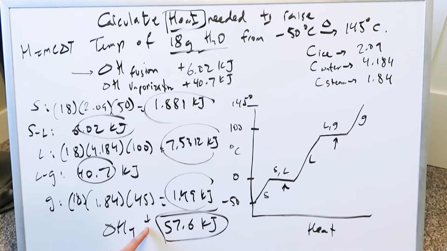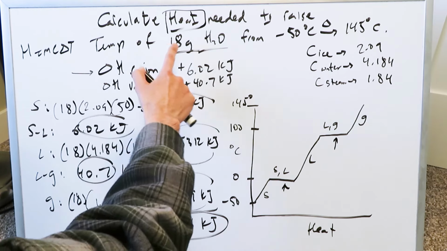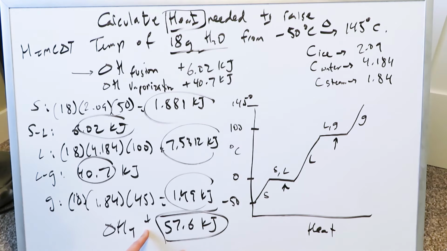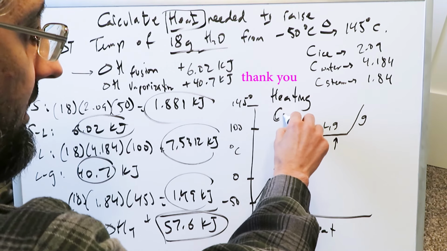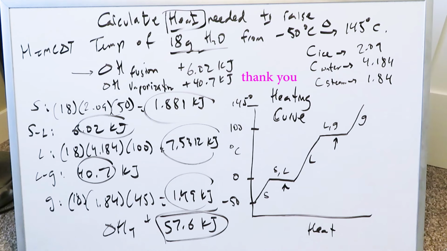Positive 57.6 indicates an endothermic reaction for the heating of water. Minus 57.6 kilojoules will represent the cooling of water. Exact same parameters but cooling it down from 145 to minus 50. All of these values here would be negative. You'd have a negative outcome because it would be exothermic. Remember here we have the heating curve of water, which contrasts with the cooling curve of water.